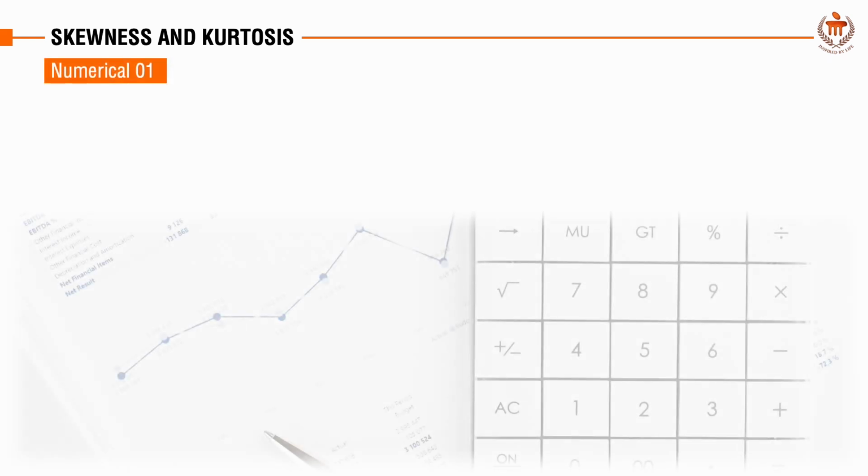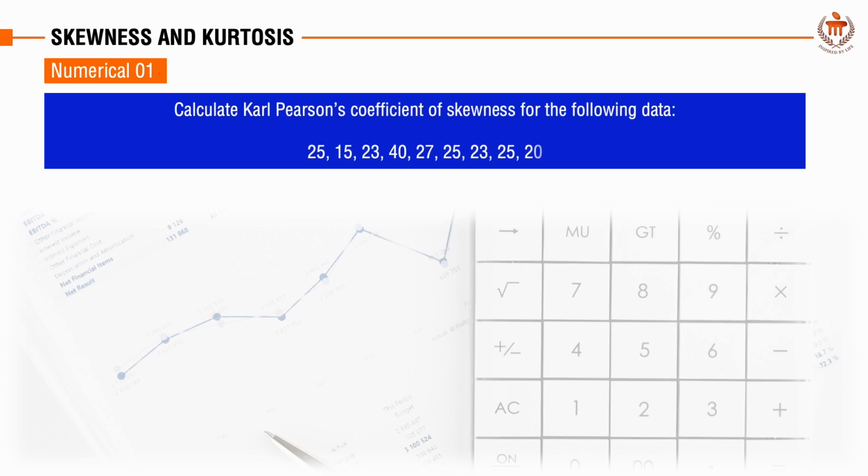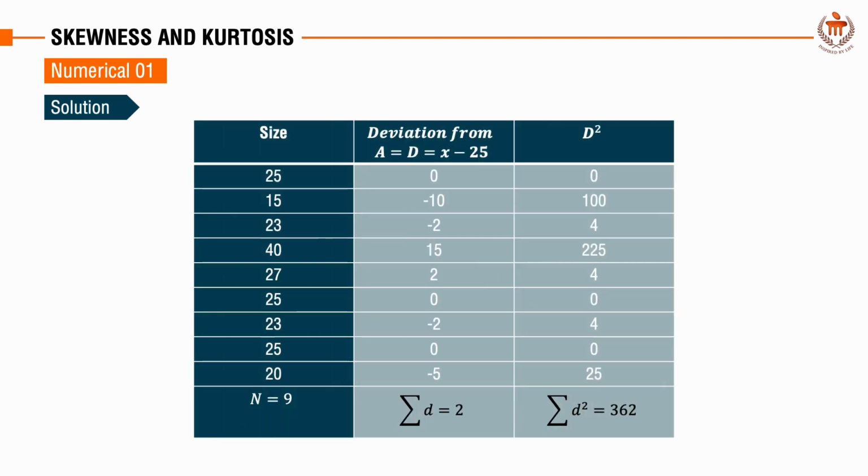Let's do a numerical. Suppose this data set is given to us: 25, 15, 23, 40, 27, 25, 23, 25, 20. For this given set of data we need to calculate Karl Pearson's coefficient of skewness. As you see, there are a total of nine data values. So we can find the deviation of these data from an assumed mean. I assume the assumed mean as 25. Then we found the value of d, where d is equal to x minus the assumed mean, which is 25.